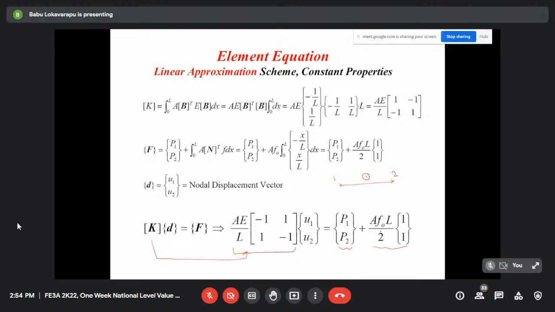See, this part is called self weight. Sometimes self weight can be ignored, and there is no need to consider this term. If the self weight is also considered, then you have to include this density term and add it to the external load. These two terms are very important when you write down the finite element equations.